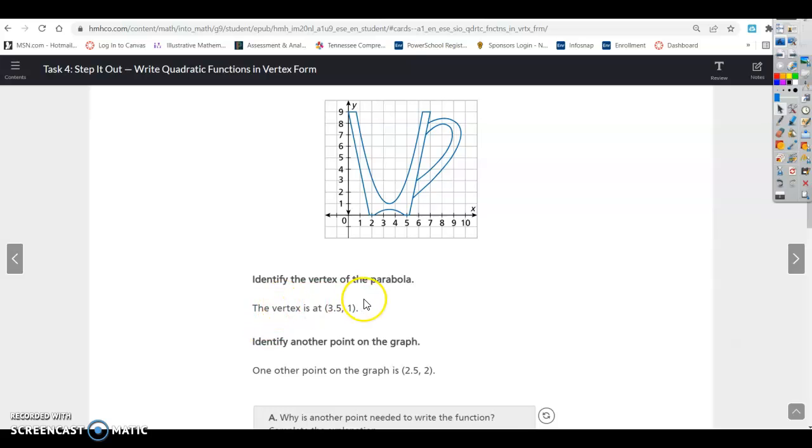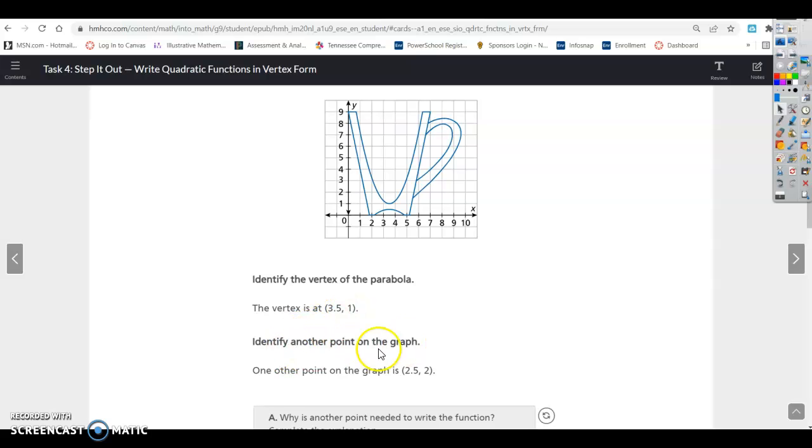It says identify the vertex of the parabola. So the vertex would be right here, which is at 3.5 and 1. So x is 3.5, our y value is 1. So x, y is our ordered pair.